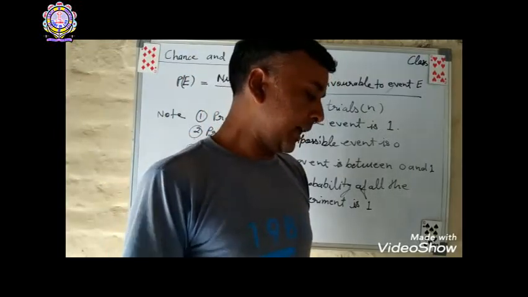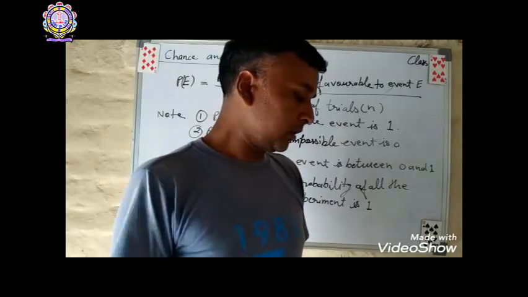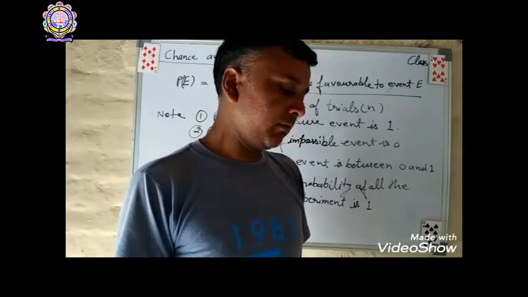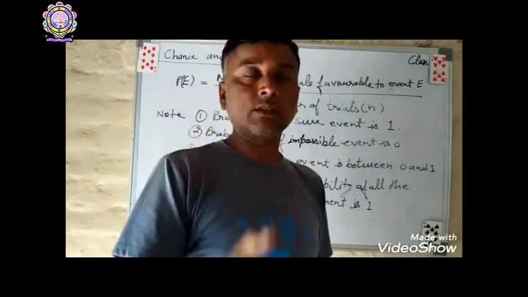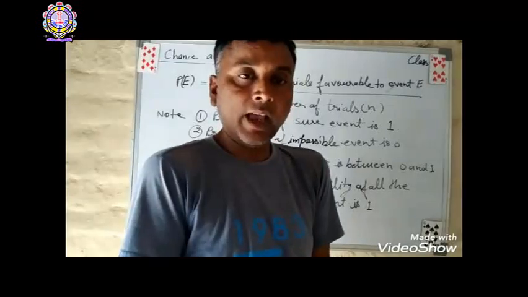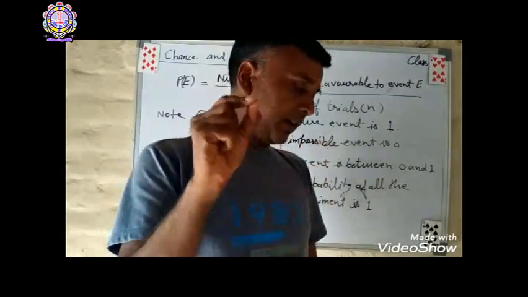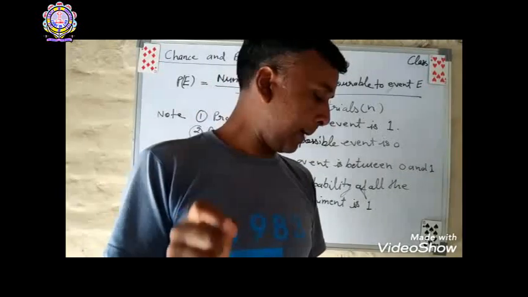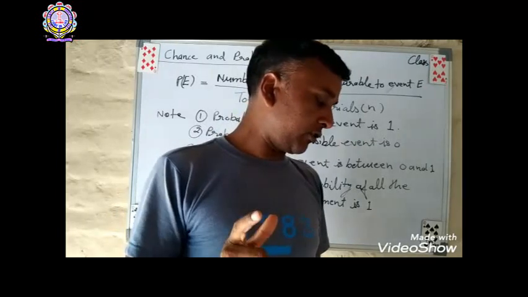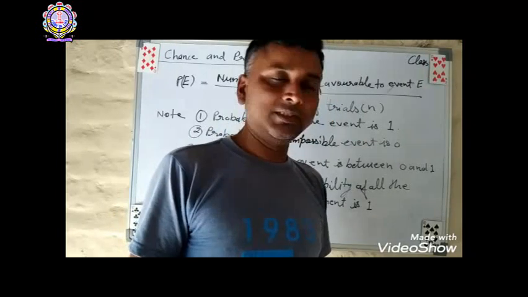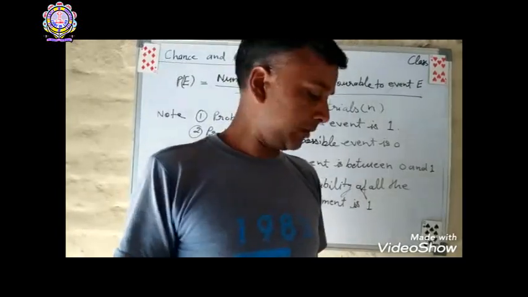B part. Getting head when an unbiased coin is tossed. May or may not. When we toss the coin, it may be head or it may be tail. So you just write may or may not happen. C part. A team winning the match. This is also may or may not happen.